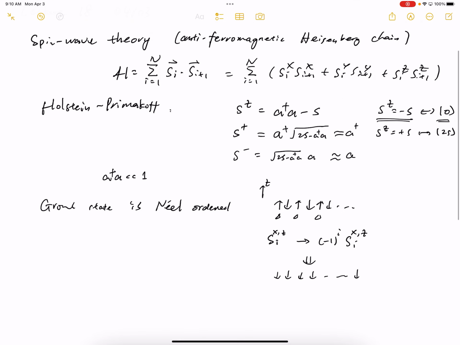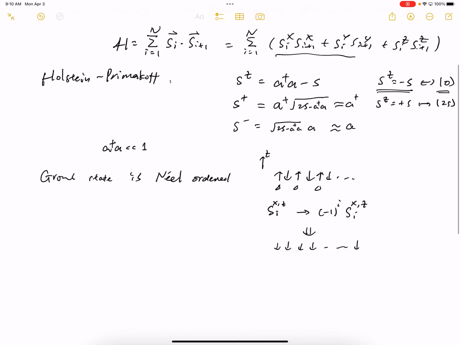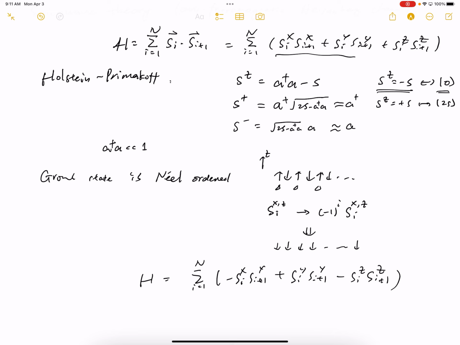But of course, there's a price you have to pay, because the x interaction picks up a minus sign only on the odd sites, so this Hamiltonian needs to be changed. The Hamiltonian will acquire a minus sign in the xx interaction, and also the zz interaction. So this is S i x S i+1 x plus S i y S i+1 y minus S i z S i+1 z, because of this -1 to the i. For an even one, -1 to an even power is 1, but for an odd one, it gives you -1.